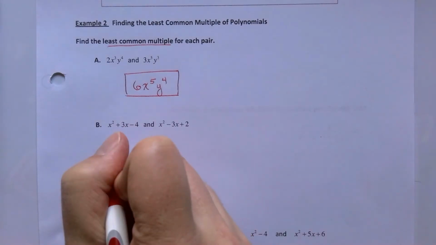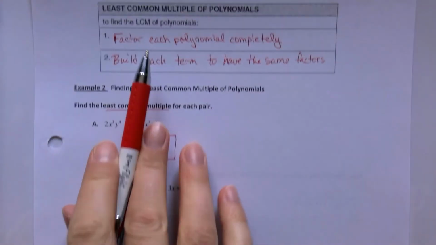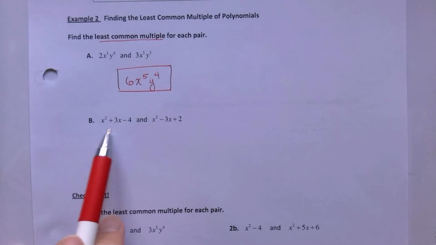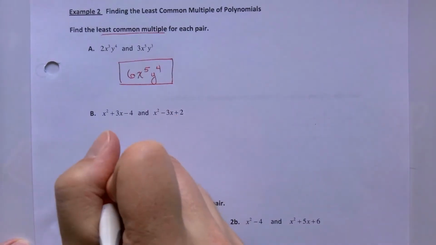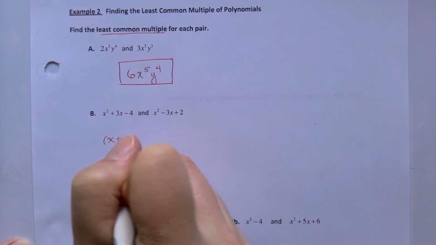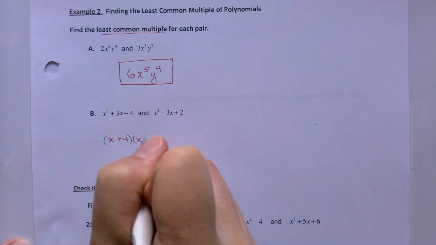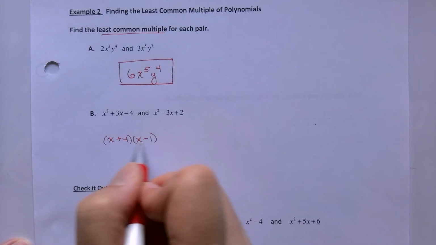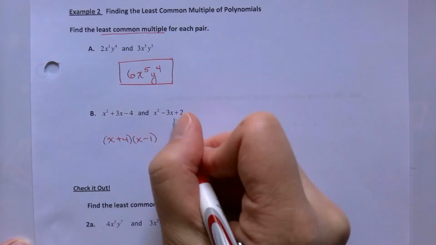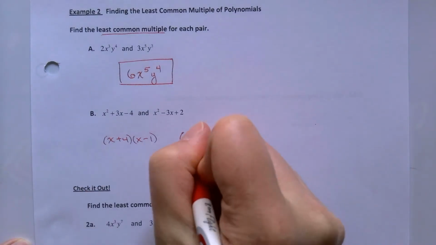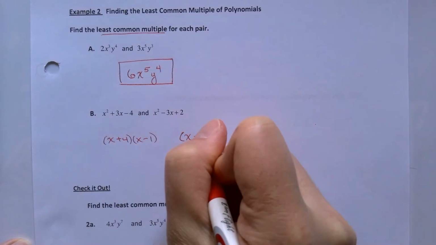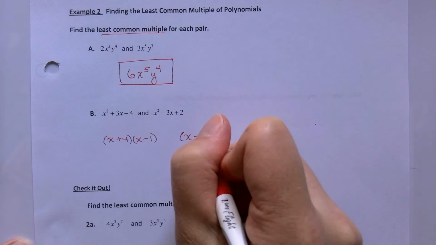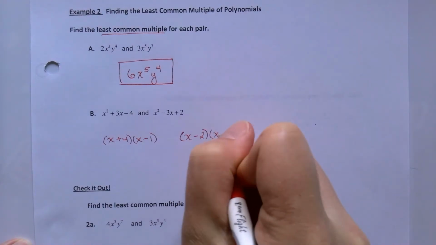So the first thing is to factor. Okay, that was that first step. Factor each polynomial completely. So pretend this is in the denominator. I'm going to factor this to be x plus 4, x minus 1. You really want to double check your factoring because you don't want to be off by a number or a sign. And then this one factors to be x minus 2 and x minus 1.